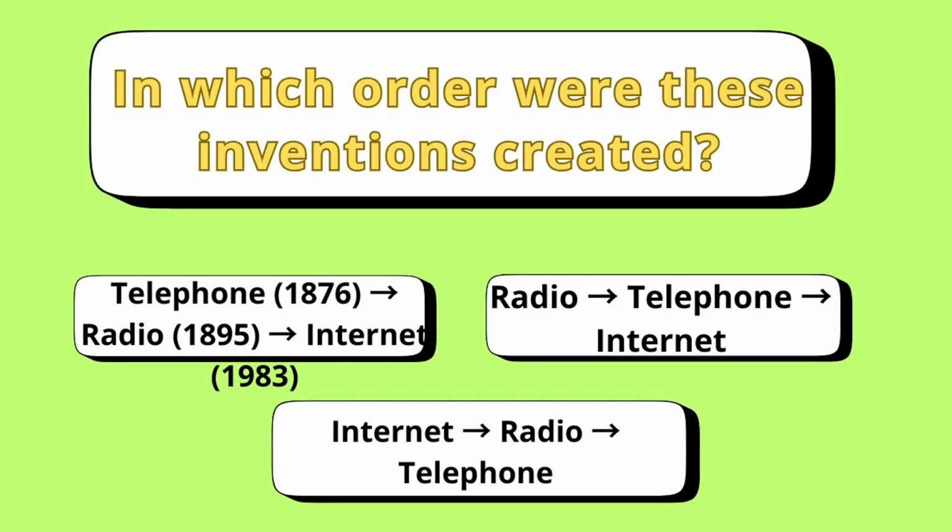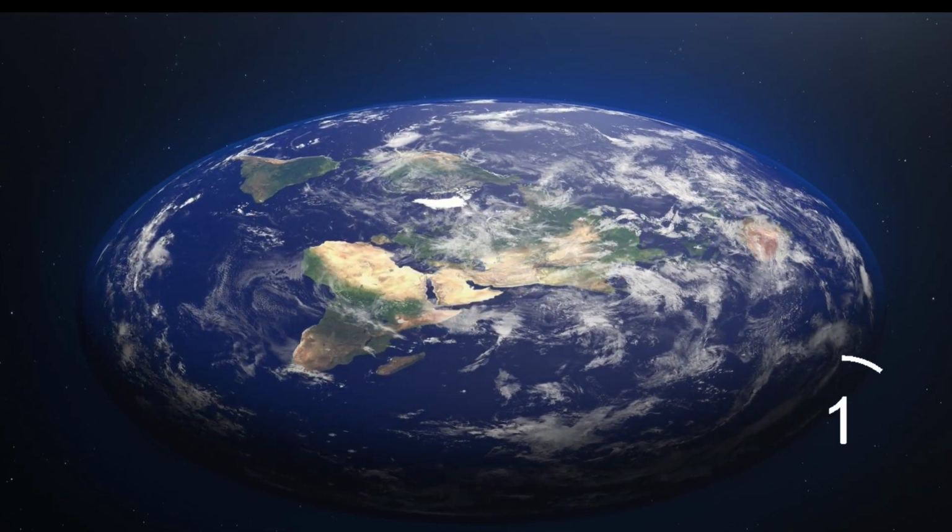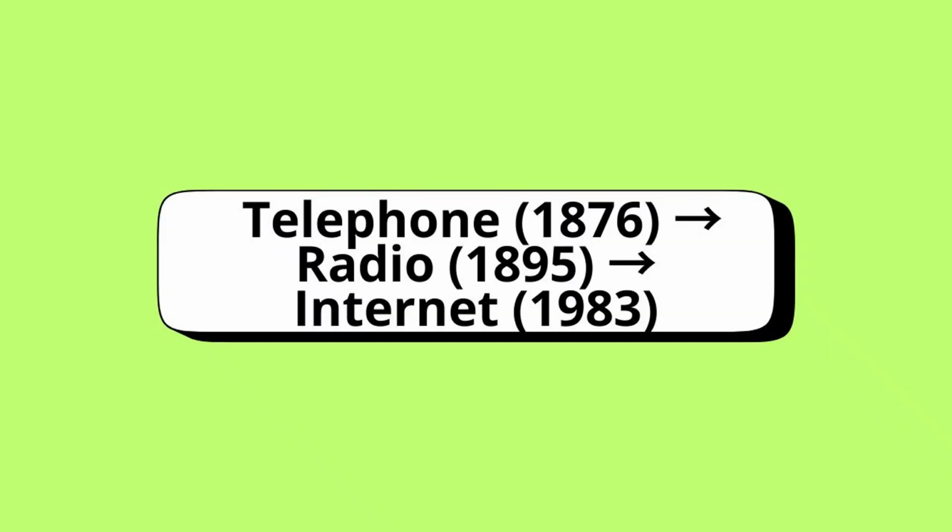In which order were these inventions created? A. Telephone 1876, radio 1895, Internet 1983. B. Radio, telephone, Internet. C. Internet, radio, telephone. Telephone 1876, radio 1895, Internet 1983.